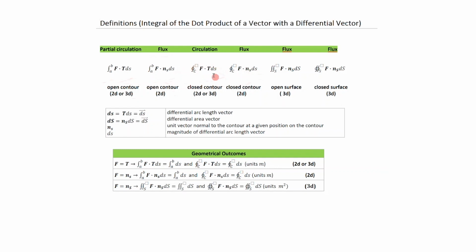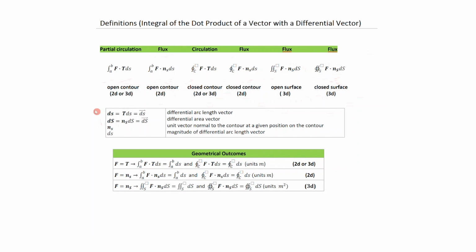Now this will be the definition for circulation, where you go once around a loop. In fact, when you talk about a circulation, intuitively, you talk about going around the loop. So this is the actual definition for circulation. So this is flux on a closed contour. This is flux on an open surface, and this is flux on a closed surface. Like I said, anytime you see a dot product with a normal to something, it's by definition going to be called a flux. So this is 2D or 3D, 2D, 2D or 3D, 2D, only relevant for 3D.